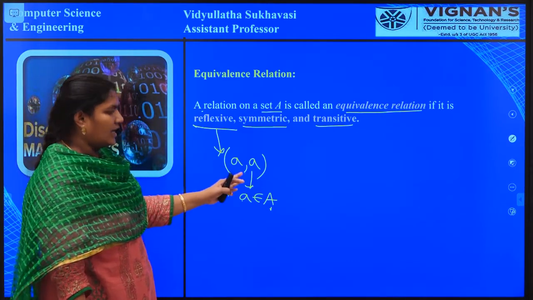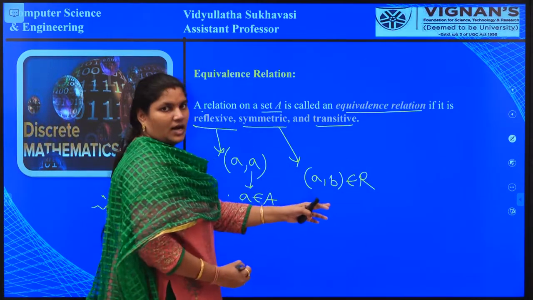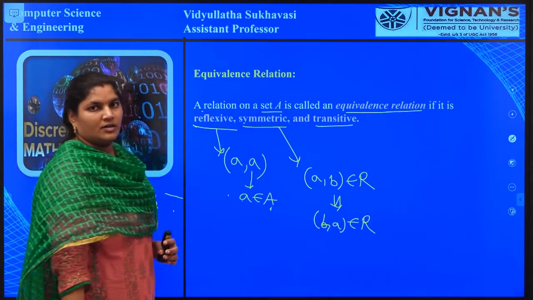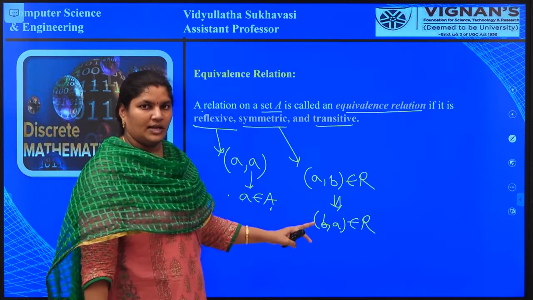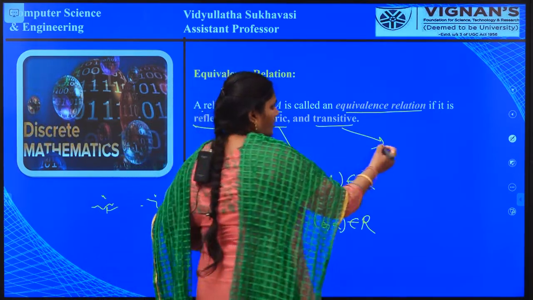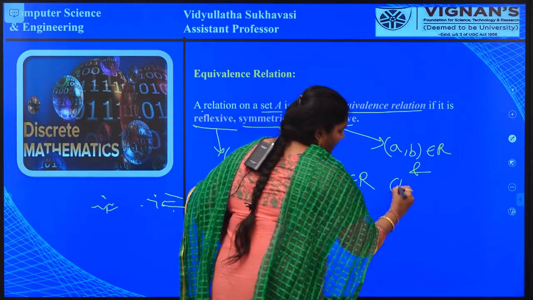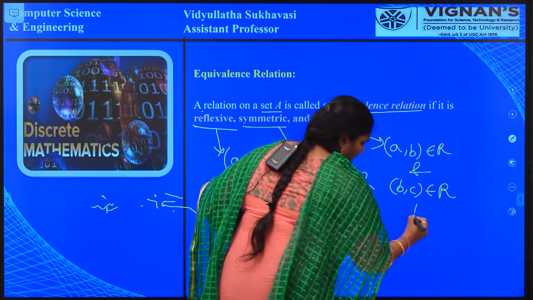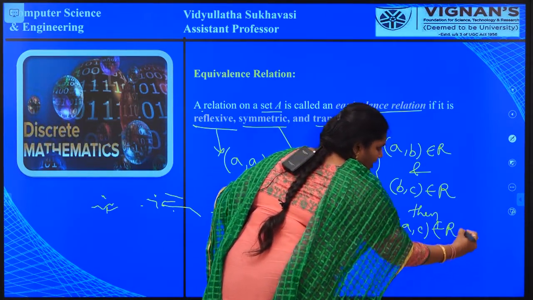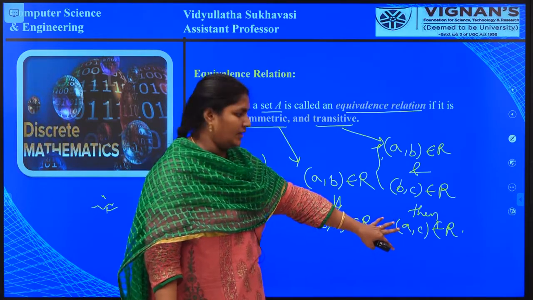So for reflexive we are checking the reflexive form, and for symmetric we are checking if the A comma B form exists in the relation R, then B comma A should also belong to the relation R. This is also applicable for all the elements of the set A. Next, for checking transitive, we will check if A comma B belongs to the relation R and B comma C belongs to the relation R, then along with these two, the A comma C ordered pair should also belong to the relation R. So if these two are present in R, then A comma C should also belong to R. Then only we can say that it is satisfying the transitive property.